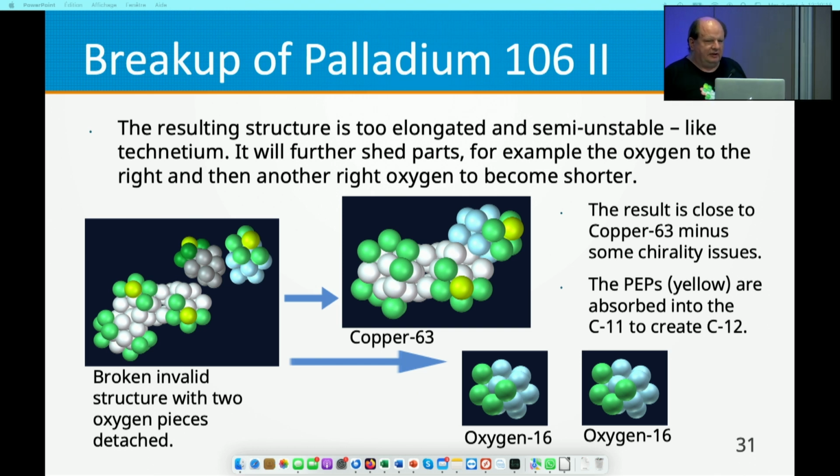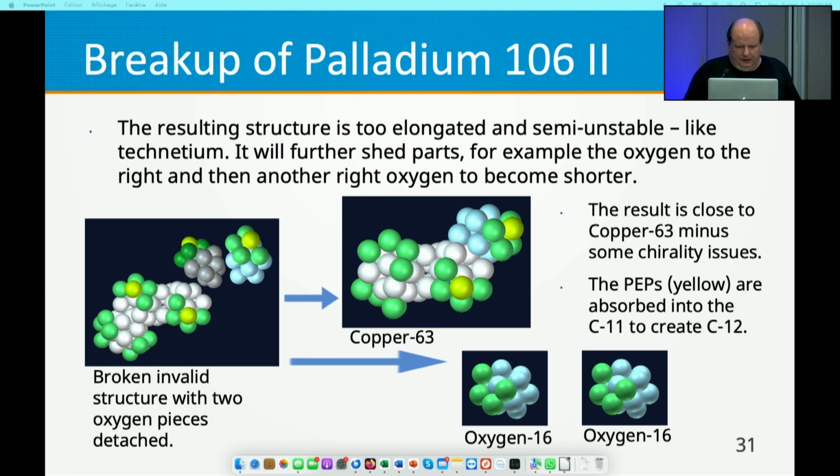It has to basically create branches. That's what's happening. And here, what it means is it has to get shorter. It doesn't have any more material. It can't do that. So it just has to get shorter. So what we think happens is that we shed 2 oxygen endings here. So we already got rid of 1 carbon, and now we get rid of 2 oxygens, basically, on this nucleus. And what we end up with, basically, is more or less copper-63, minus some chirality issues. But it is basically the same structure that we see here.